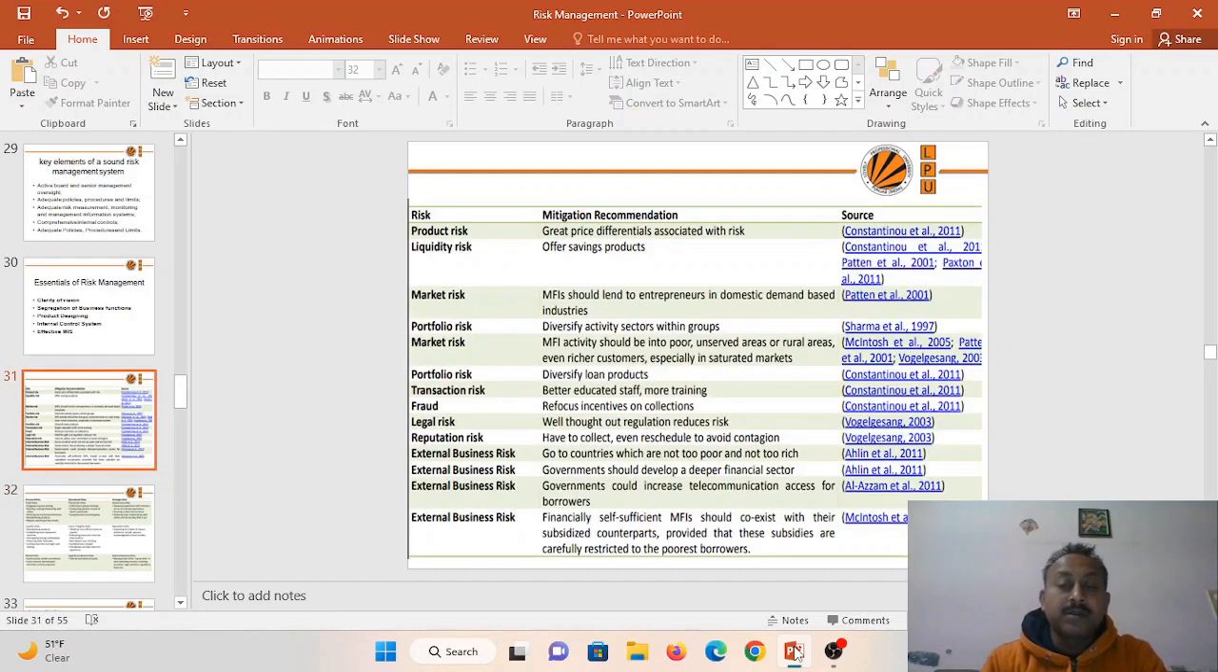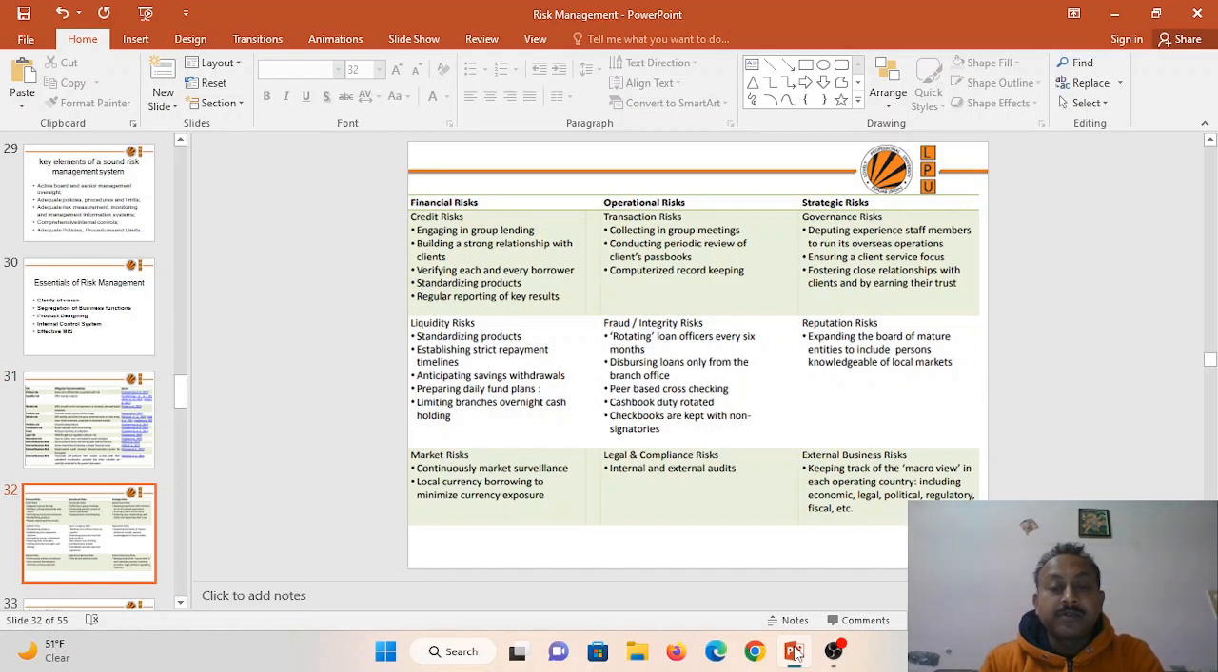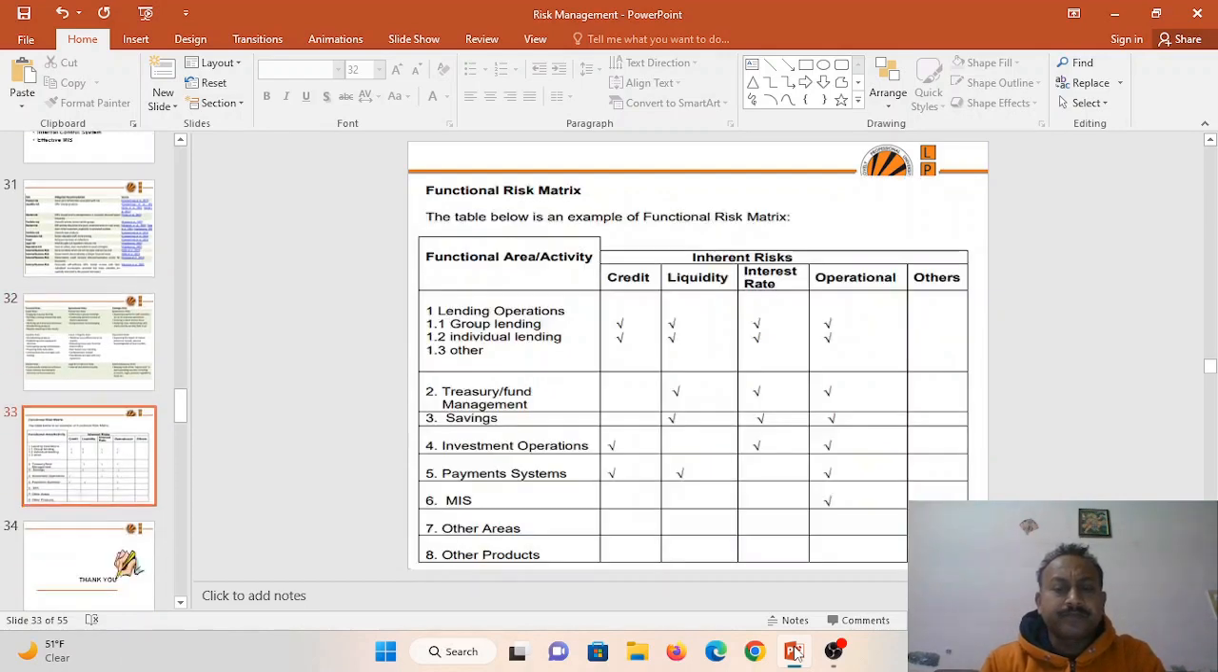You see, the last column is telling you the researchers who have worked on the same dimension. These are the years in which the work has been done, up to 2011 and back to 1997. Again, financial ratios, operational risk, and strategic risk have been defined with clear strategies of how to manage each individually. So you go one by one and you see everything is manageable. If you know it, if you can classify it, managing it is not a big challenge.